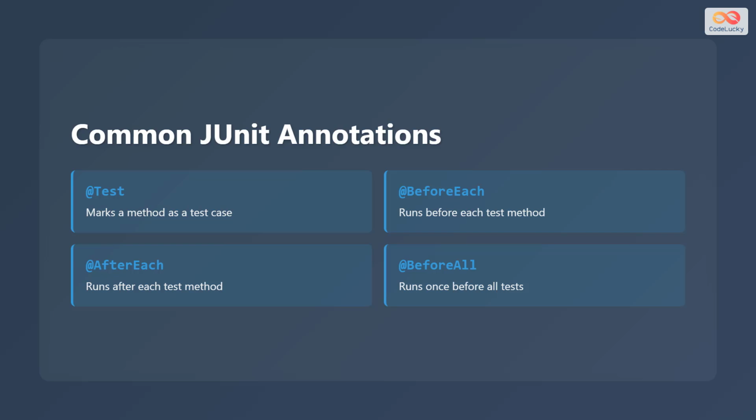JUnit provides several annotations to control test execution. The @Test annotation marks a method as a test case. The @BeforeEach annotation runs a setup method before each individual test, perfect for initializing objects or resources. The @AfterEach annotation runs a cleanup method after each test, useful for releasing resources or resetting state. Finally, the @BeforeAll annotation runs once before all tests in the class, ideal for expensive setup operations that can be shared across tests.